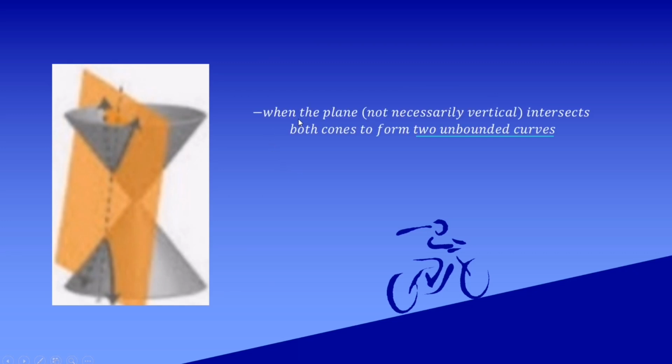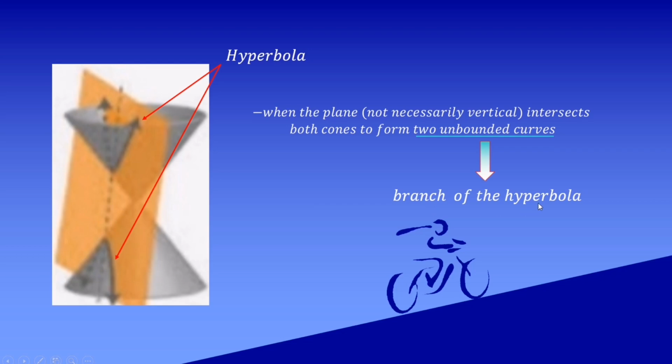So, another type of conic sections forms when the plane, not necessarily vertical, intersects both cones to form two unbounded curves. So meron tayong particular class of curve here that is opposite each other. So ang tinatawag niyang hyperbola. So this curve is also known as the branch of the hyperbola.